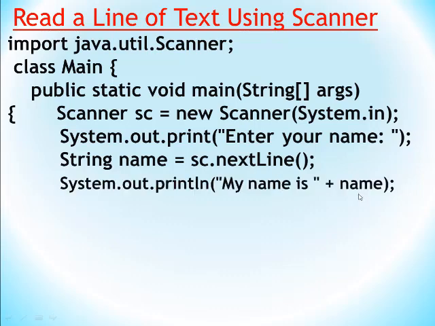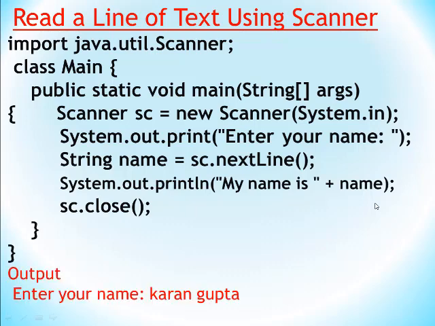So if you want to print the value of name, you'll write System.out.println name. You can close sc, the Scanner class object, using sc.close, and if you run this code and you enter the name as Karan Gupta, so enter your name, this is the message flashed by this statement, and this is the entry done by the user for this particular statement. And System.out.println my name is name, for this statement this output will be displayed.